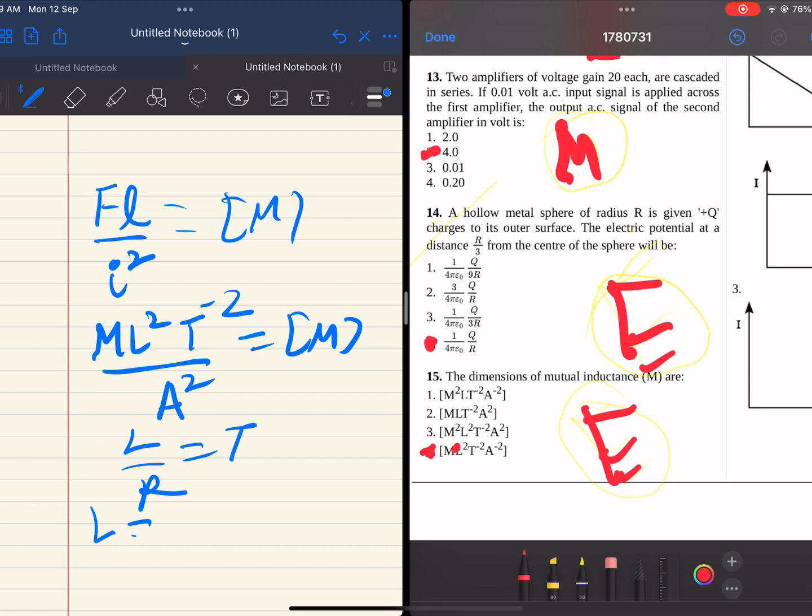The dimension of resistance is nothing but voltage by current, so we can do it directly by this method also. And voltage also has a dimension with current A power minus 1 coming, so this will add another A power minus 2. So we can do it by this method also.